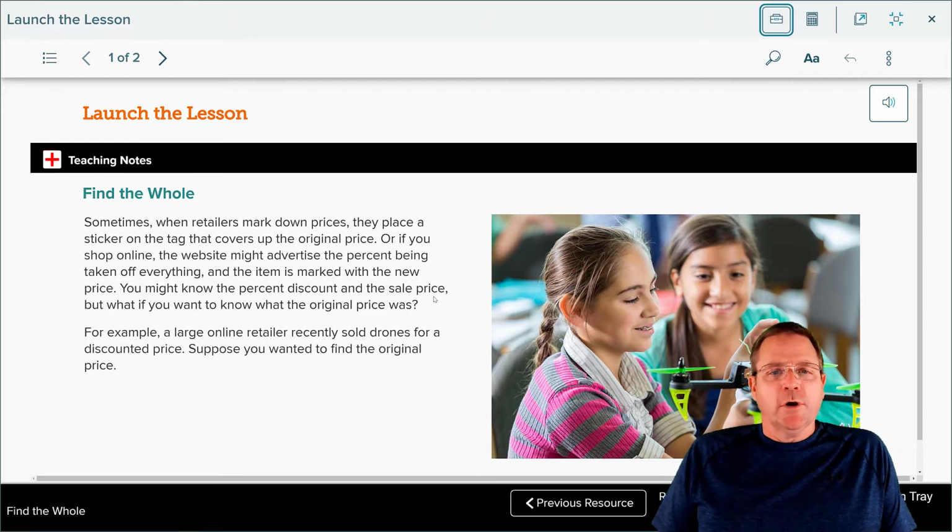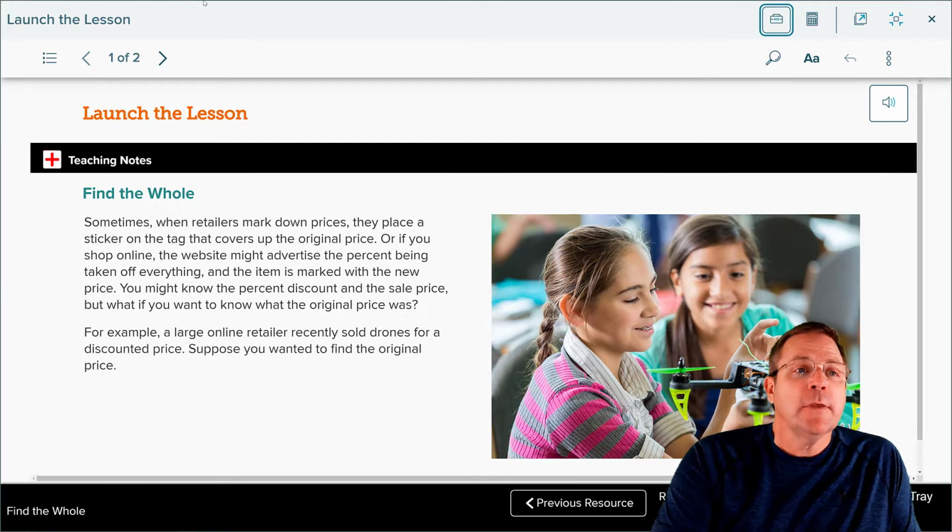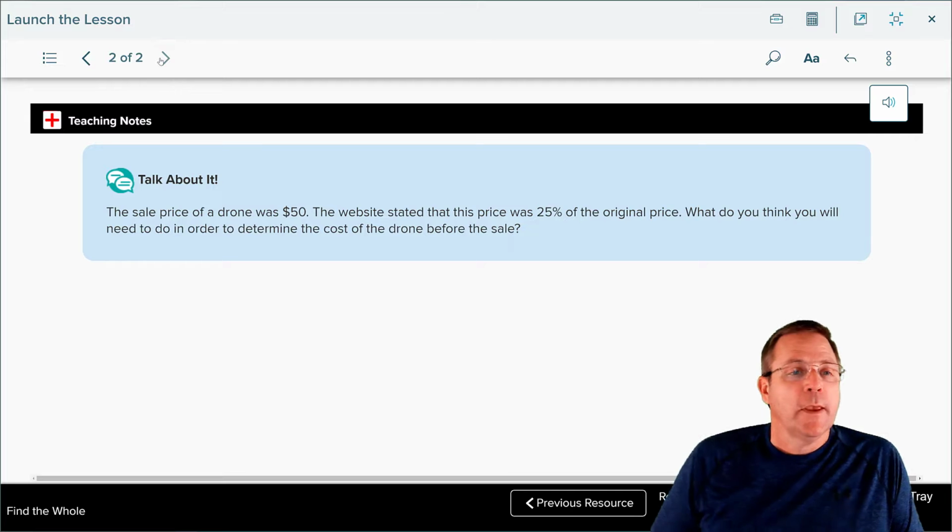Sometimes when retailers mark down prices, they place a sticker on a tag that covers up the original price. Or if you shop online, the website might advertise the percent being taken off everything, and the item is marked down with a new price. You might know the percent discount and the sale price, but what if you want to know what the original price is? For example, a large online retailer recently sold drones for a discounted price. Suppose you wanted to find the original price. This is the kind of thing that we're going to learn in this chapter.